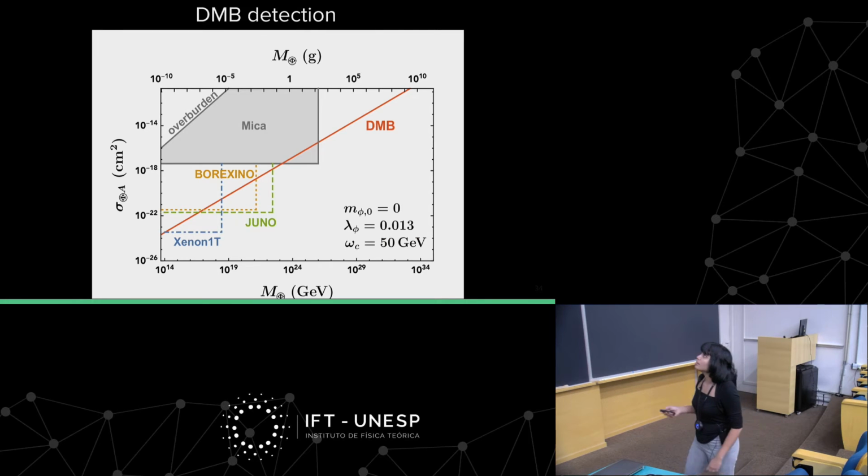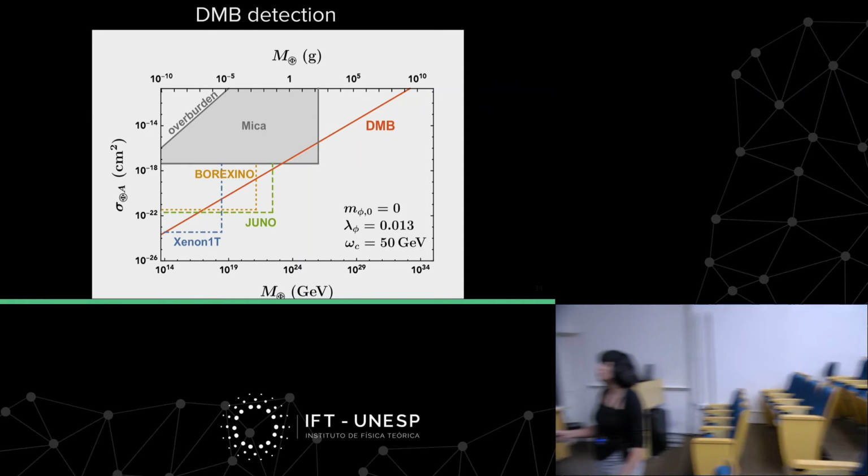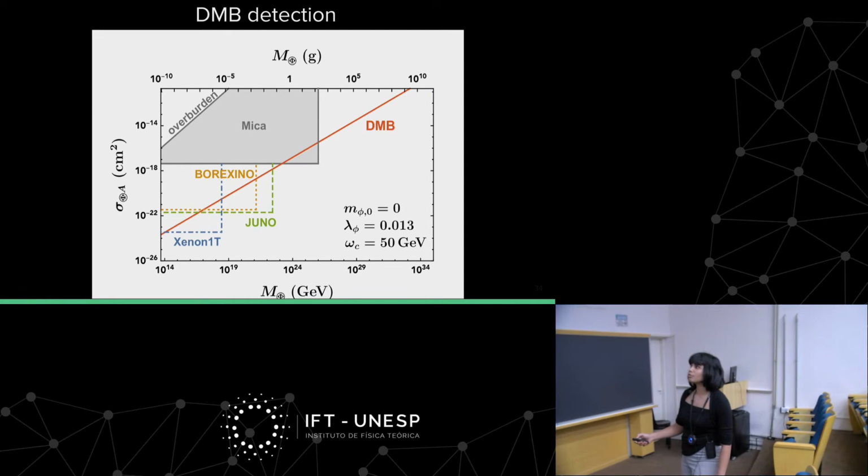So in the end, you basically have the following plot for dark matter detection. The masses of these dark matter balls are going from 10 to the 14 to 10 to the 34 GeV. These are fairly massive objects, and they're already constrained in this region. The MICA constraint, you may or may not take it seriously. So this is the dark matter candidate which we have for these parameters, and you vary lambda phi h, so that allows you to vary the mass of this object, and hence the cross-section. So anything here is still allowed.